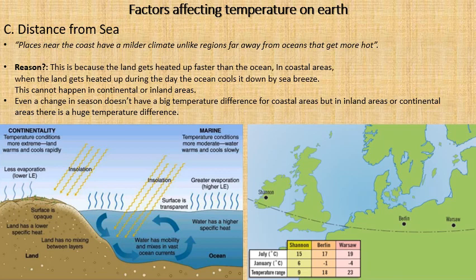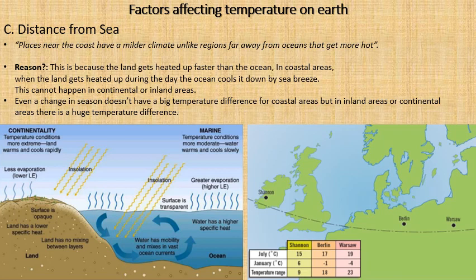If you look at the same Shannon, Berlin, Warsaw picture, you can see that during the month of July, which is the hottest month for European countries, Shannon has 15 degrees centigrade, while in winters they have 6 degrees centigrade.